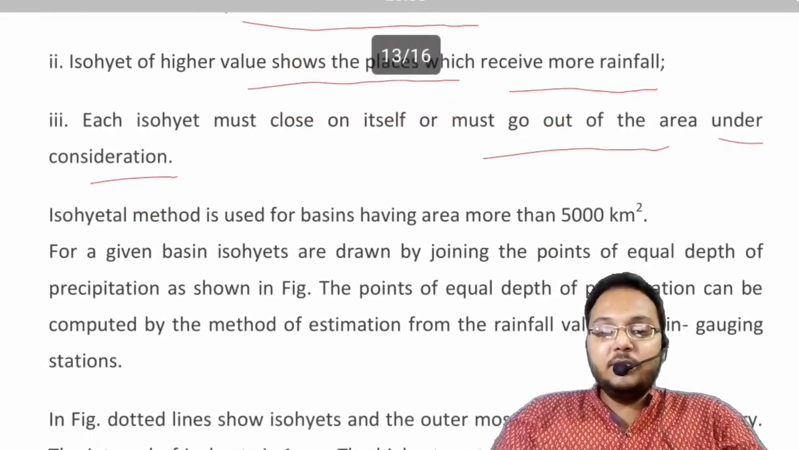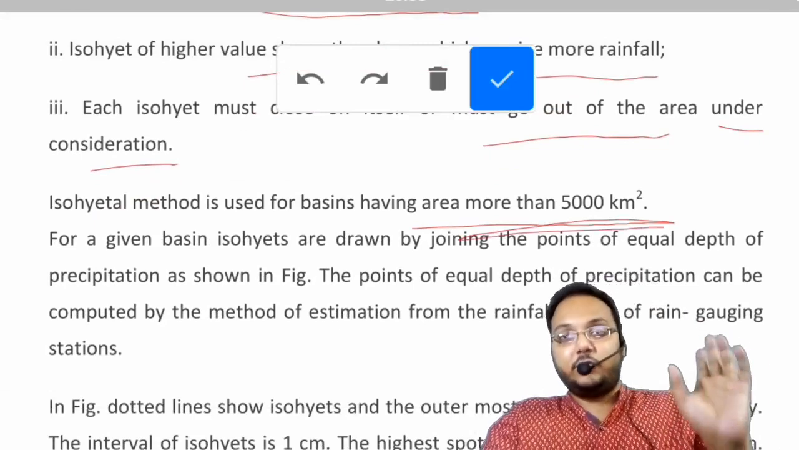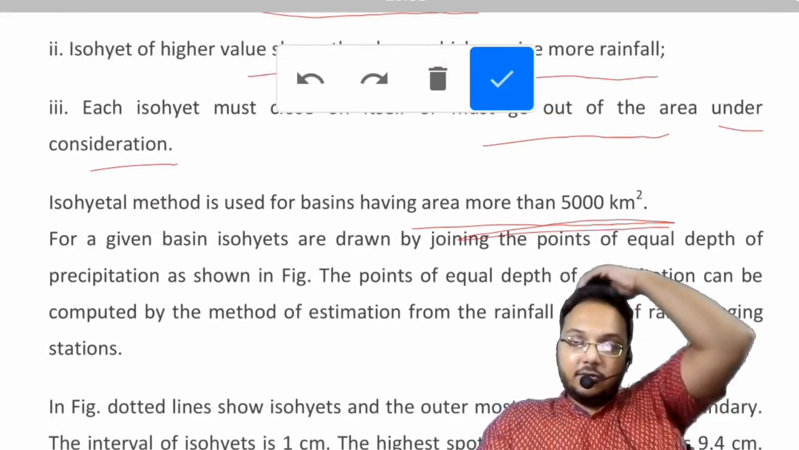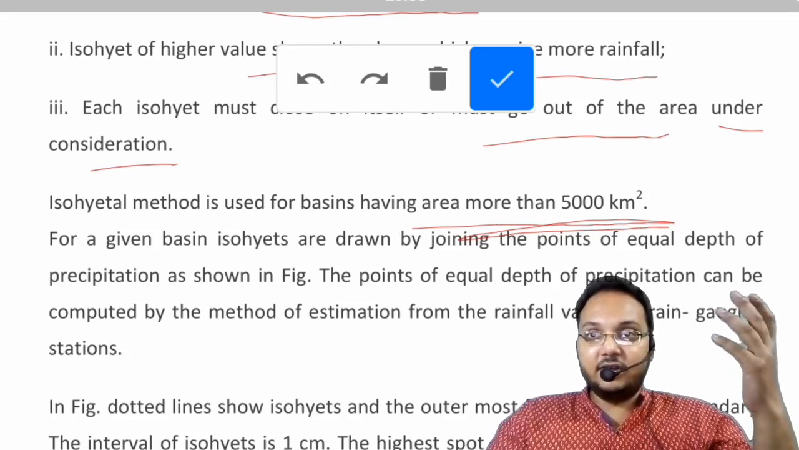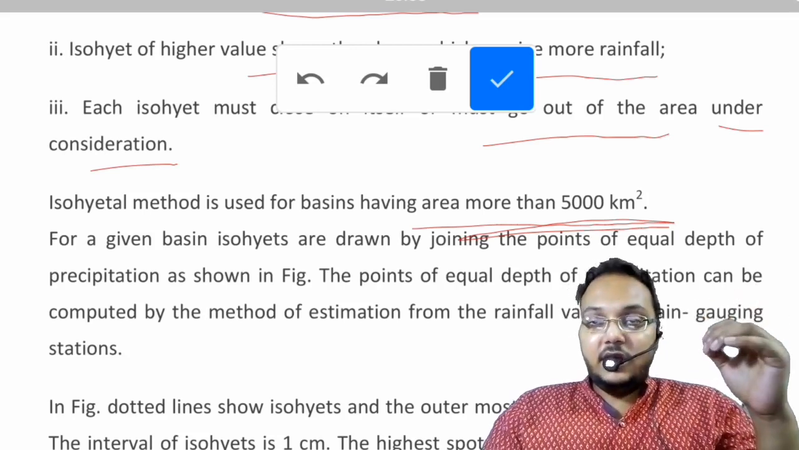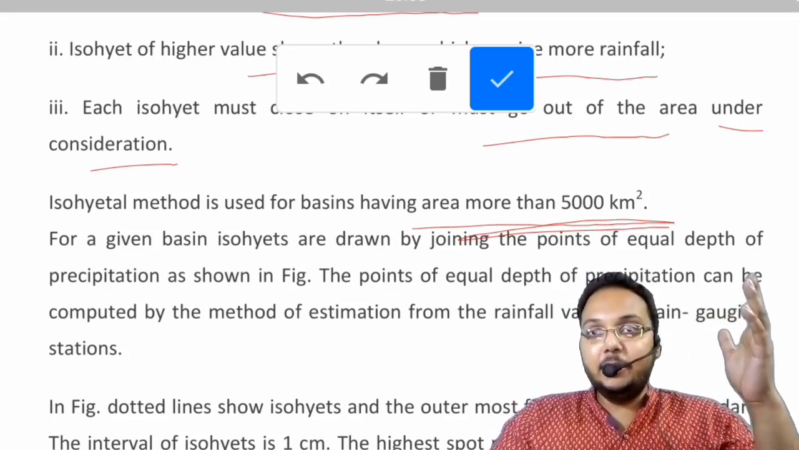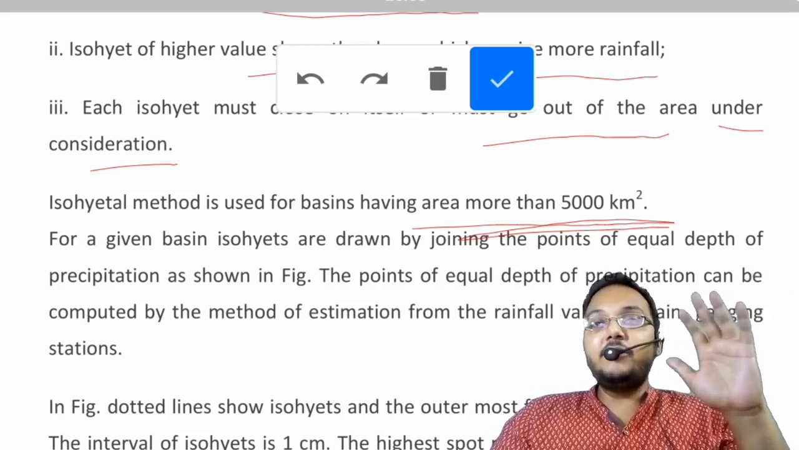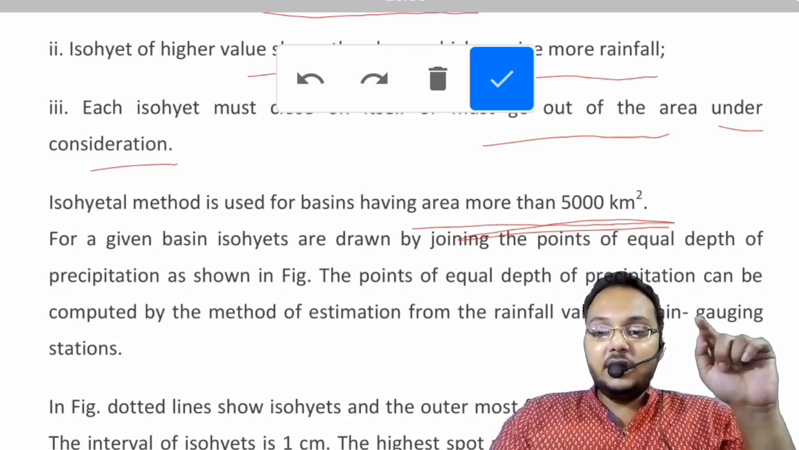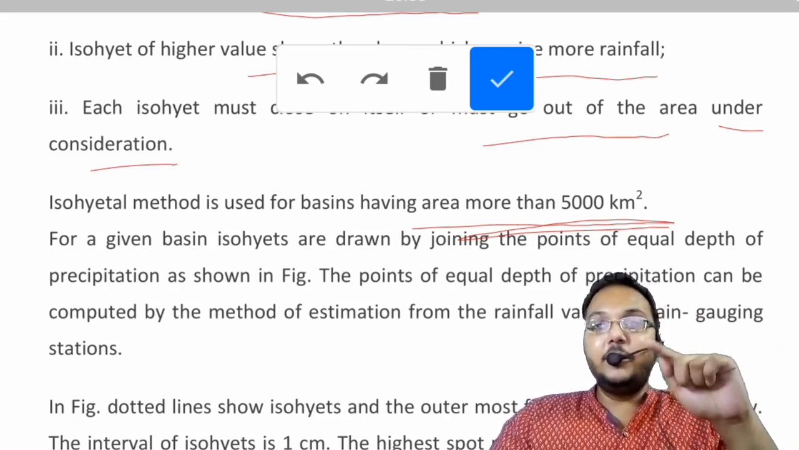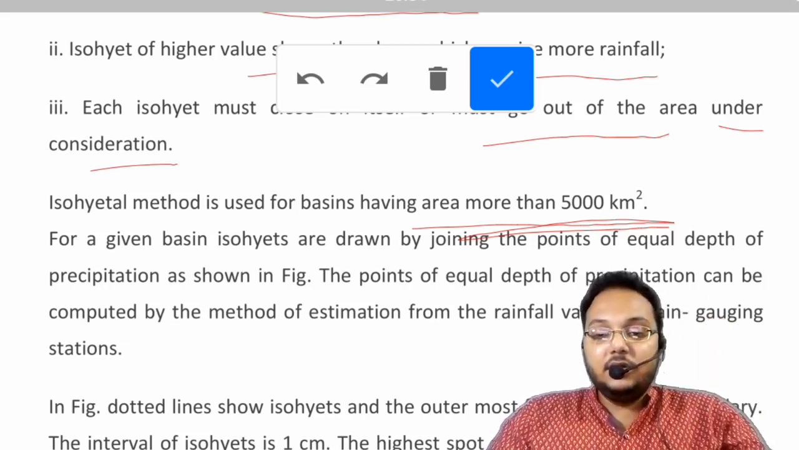And now the isoheightal method is for basins having an area greater than 5000 km square. As we learned, if a basin has an area less than 500 km square, we are going to use the arithmetic mean method. If it is between 500 and 5000 km square, we are going to use the Thiessen polygon method, and if it is greater than 5000 km square, we are going to use the isoheightal method.